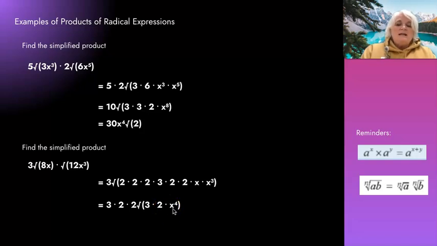Now I'm going to take out that x to the 4th, and I'm going to do this multiplication here. 3 times 2 is 6, times 2 is 12, so I should have 12 out front. There are 2 sets of x squared in x to the 4th, so I'm going to take out x squared. So I'm going to have 12x squared on the outside, and I'm going to multiply this 3 times 2 back again, so I have 6 on the inside. So my final answer is 12x squared, square root 6.